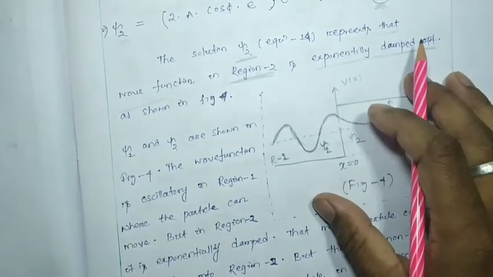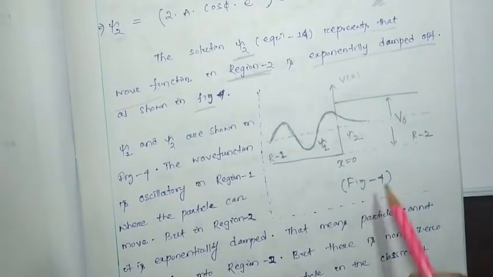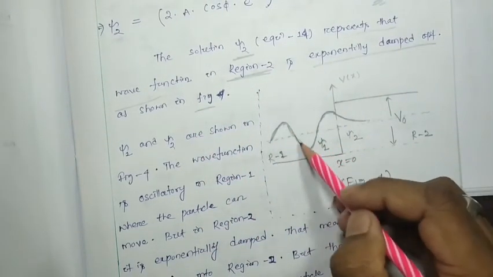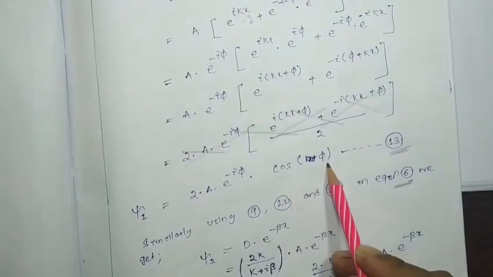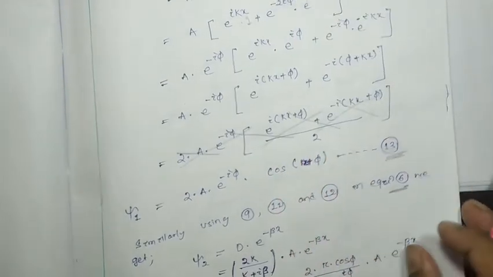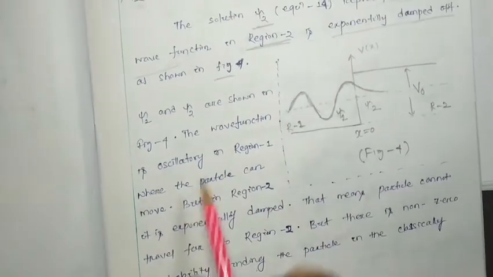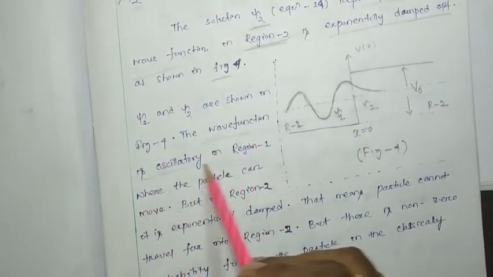As shown in figure 4, in region 1 it will be oscillatory, because psi 1, whatever we found, is cos(kx plus phi), which is an oscillatory function. Now psi 1 and psi 2 are shown in figure 4. The wave function is oscillatory in region 1.